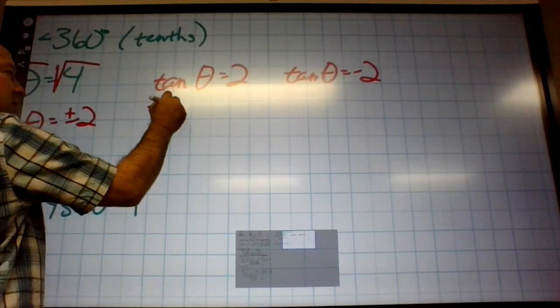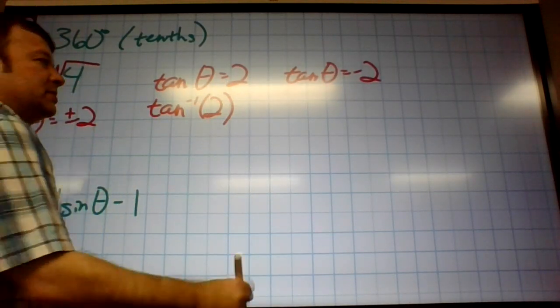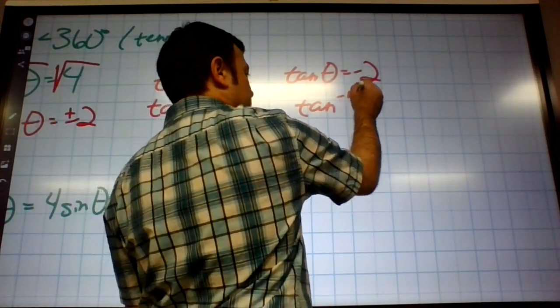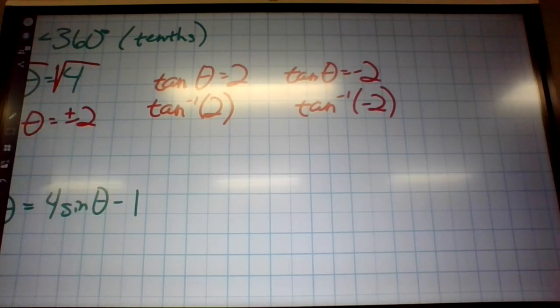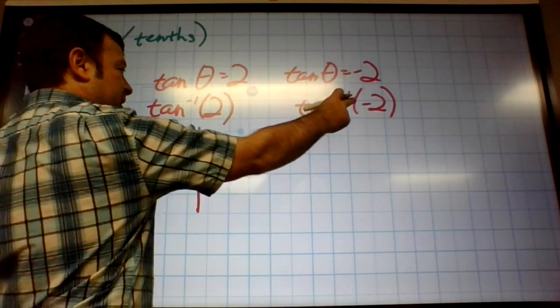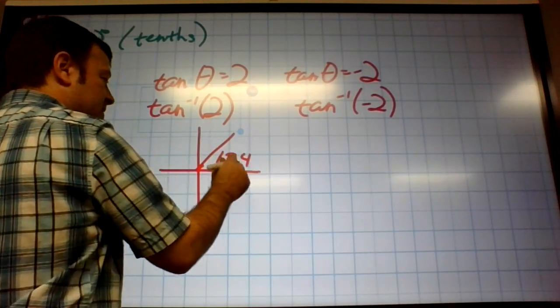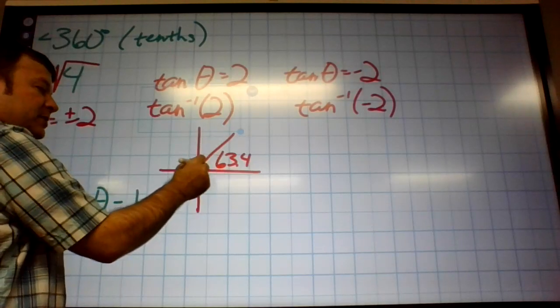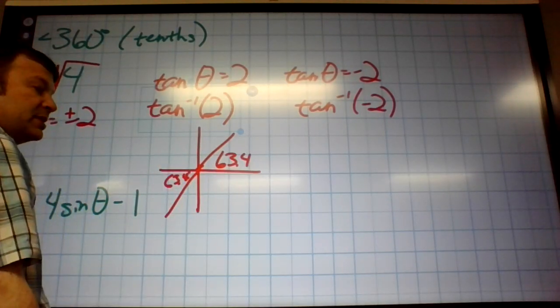Okay, so just like 1 and 2 in those problems, we need tangent inverse of 2, tangent inverse of negative 2. What's tangent inverse of 2? 63.4. Okay, so that's the first quadrant angle. Here's the thing, because these are like 2 and negative 2, that's 63.4. So tangent is positive in the first and fourth quadrants. 63.4 will be our reference angle.